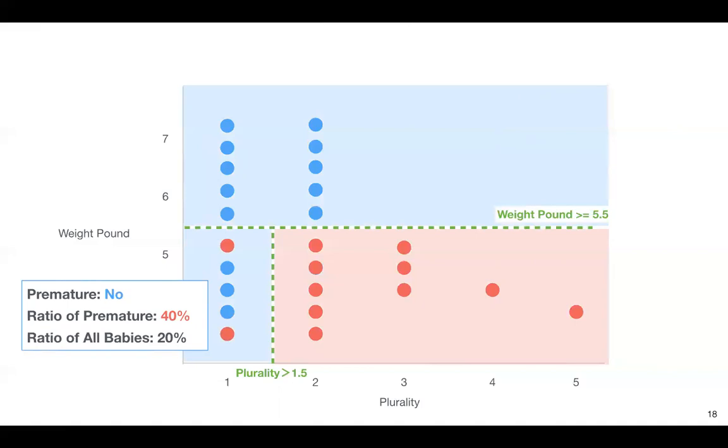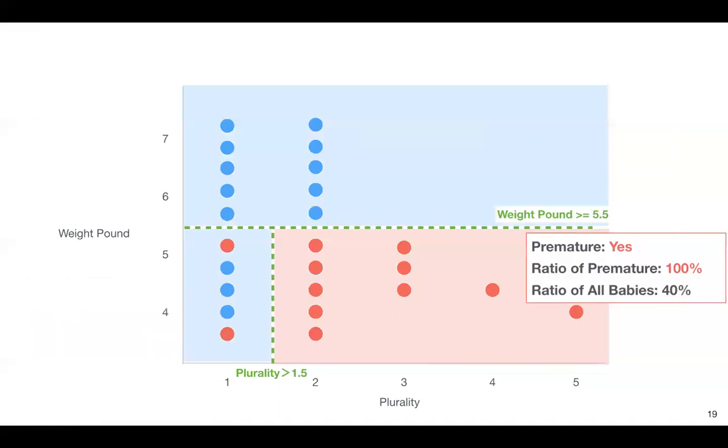And then how many babies are in this group compared to the entire set of babies. So that is 20%. So 20% of the babies belong in this group. Their status is premature is no, and the ratio percent premature is 40%. And then let's take a look at the last group, which is the red group. If you ask, should we consider these premature or not? Then the answer is yes, because everybody is red, right? But precisely, the majority is yes, so we can consider this group the yes group. And then the ratio of the premature is 100%, and the ratio of the overall babies is 40%. 40% of the babies belong in this group.